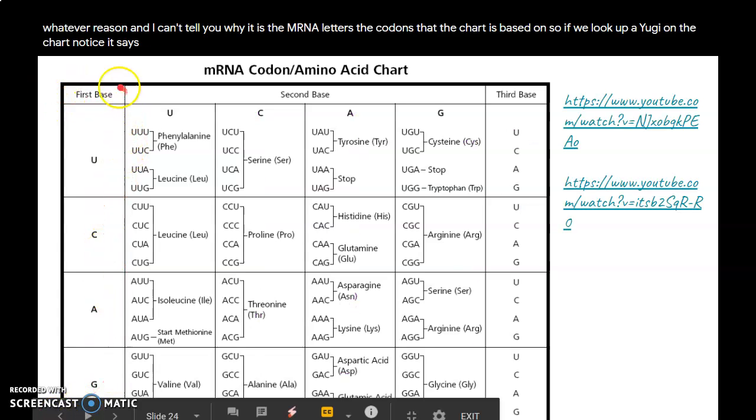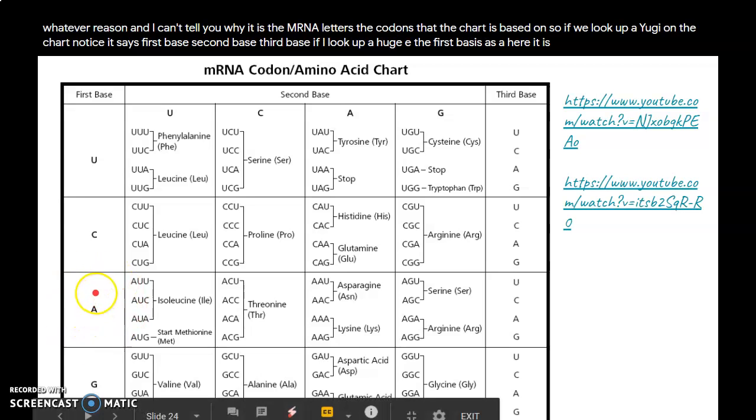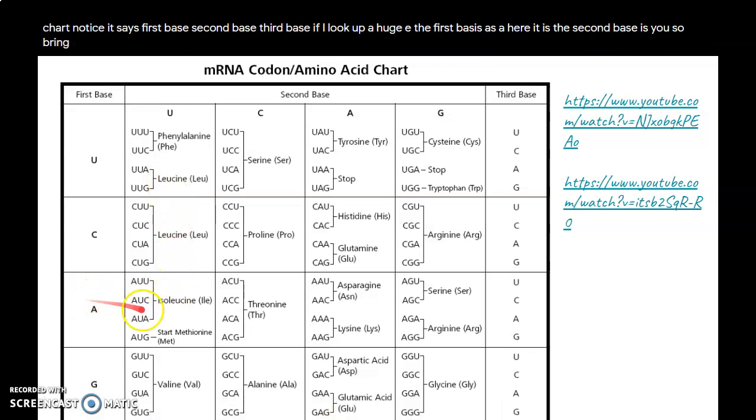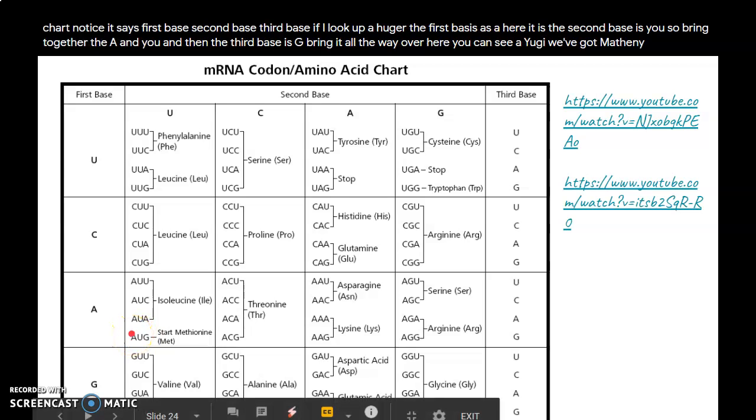notice it says first base, second base, third base. If I look up AUG, the first base is A. Here it is. The second base is U, so bring together the A and the U. And then the third base is G. Bring it all the way over here. You can see AUG. We've got methionine.